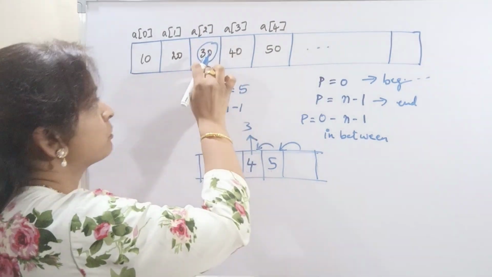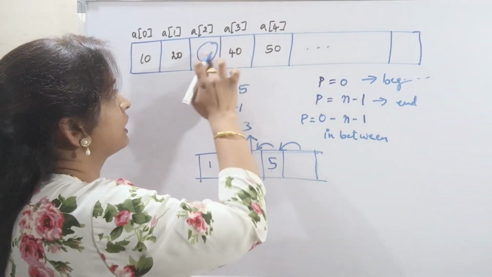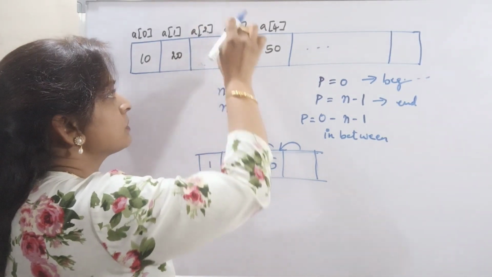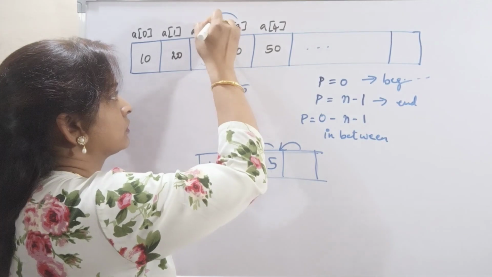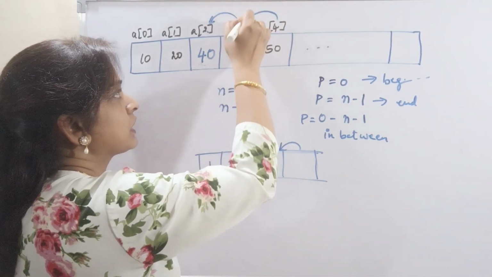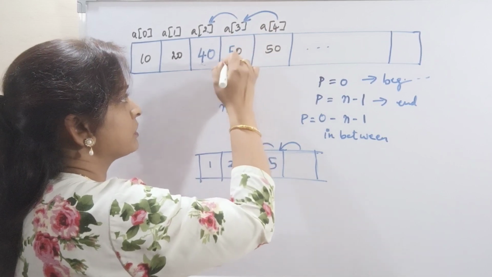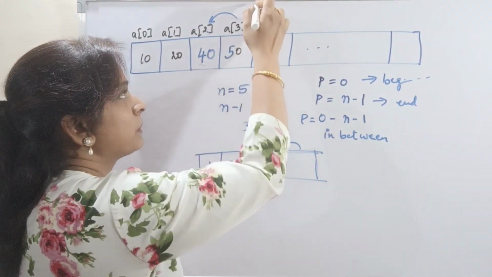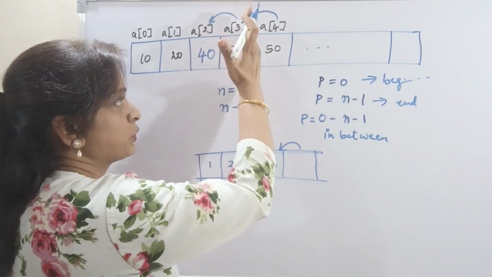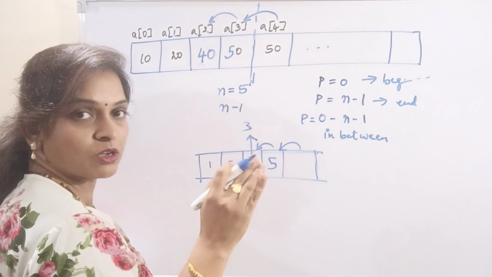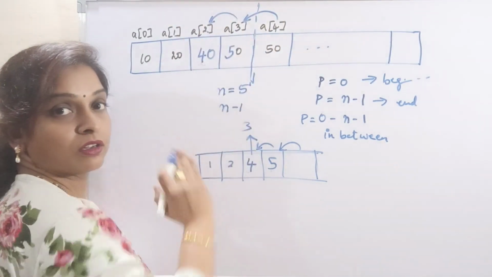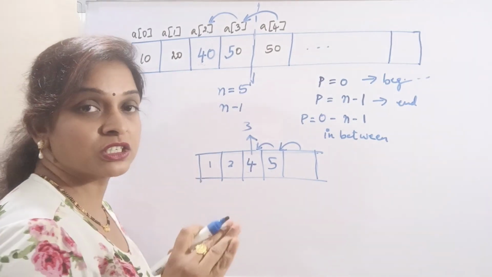Say, I want to remove this. 30 has to be removed. Now, 2 is the position. Position plus 1, means A of 3, has to come here. 40 will come here. Again, A of 4 will come to A of 3, so 50 will come here. And a copy will be there, but we will cut off here. We will cut off here means we will print only up to here. The size of the array gets decreased. See, we shift the elements to the lower order. This is the deletion process.